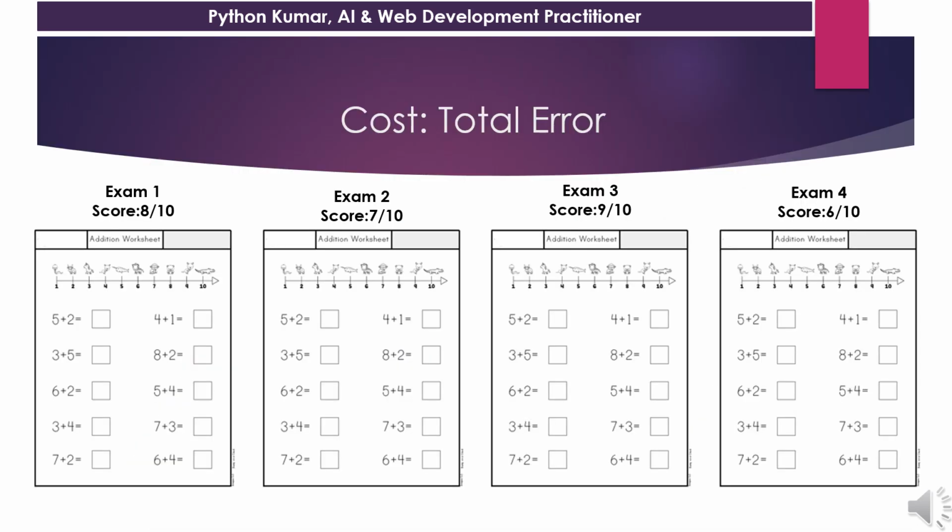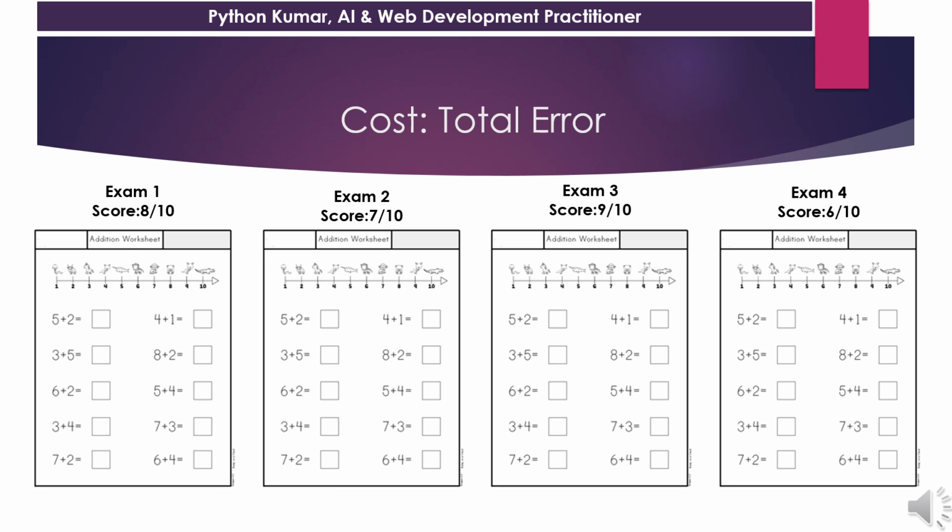Based on what I have learned in polynomial regression, I am now taking 4 different tests to see how well I learned. In the first exam I scored 8 out of 10. In the second exam I scored 7 out of 10. In the third exam I scored 9 out of 10. And in the fourth exam I scored 6 out of 10. So I make some error. I say it has loss. That is also synonymous to error.